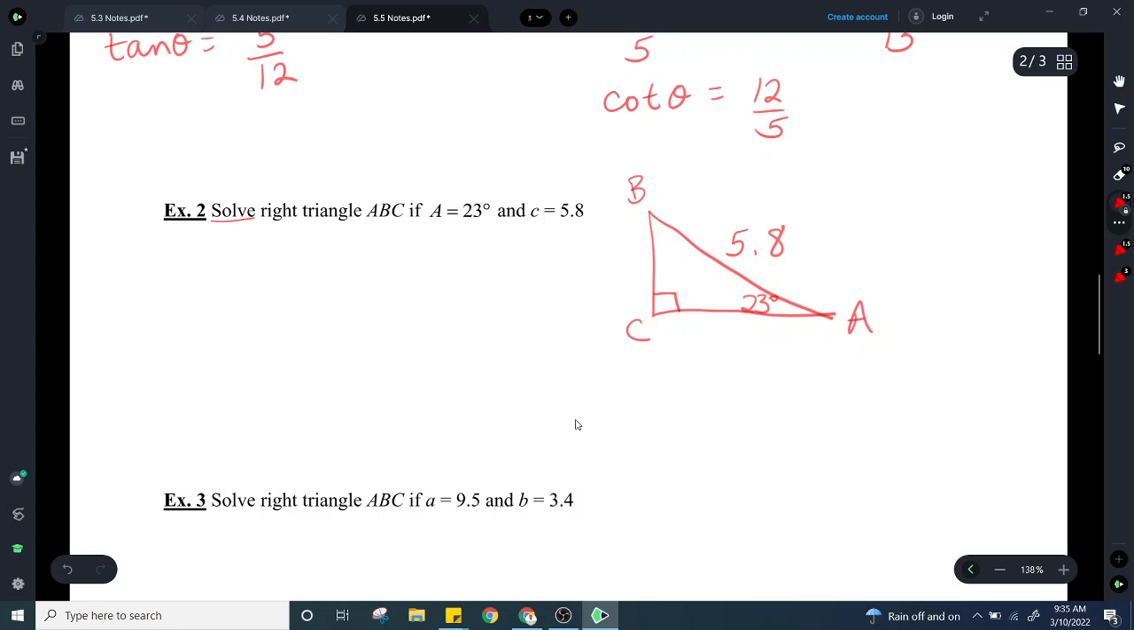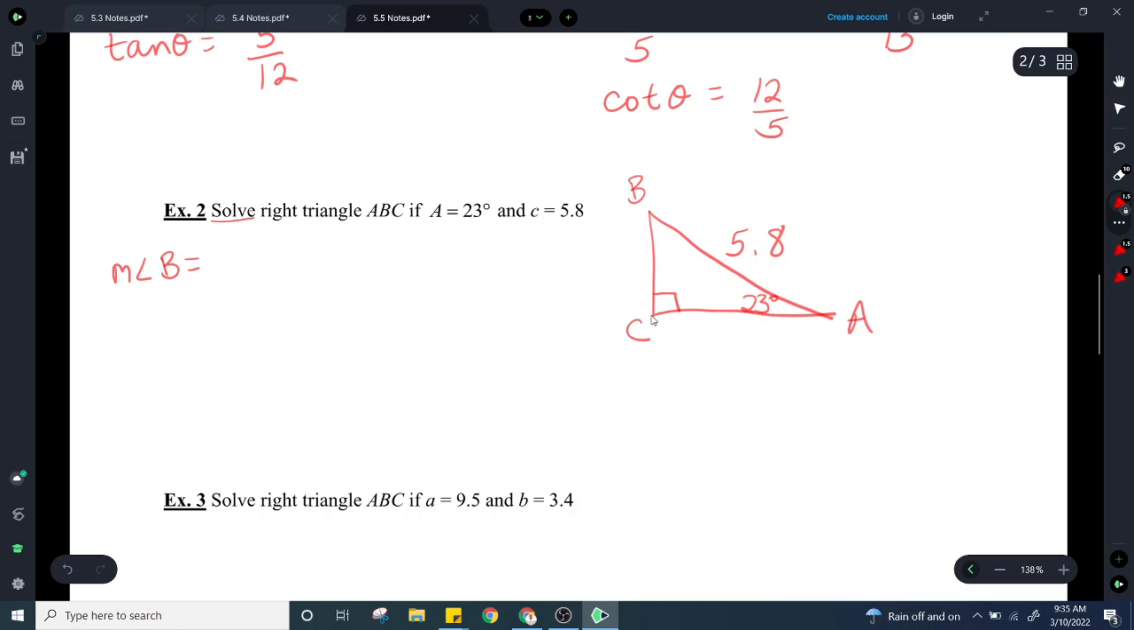When it says solve the triangle, that means they want you to find all the missing sides and angles. The order you do this in doesn't really matter, but you want to do it in a way that makes it easiest for you. I would start with angle B. So remember that the angles in a triangle have to add up to 180 degrees. Remember that from high school geometry.